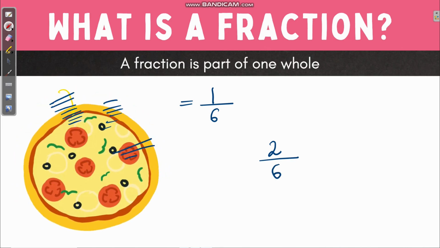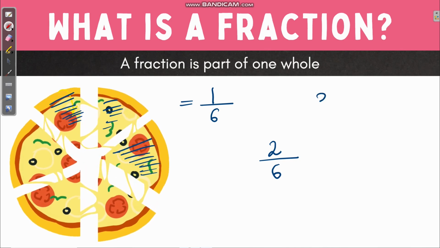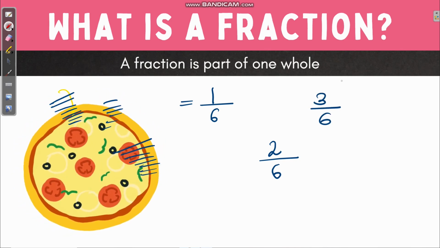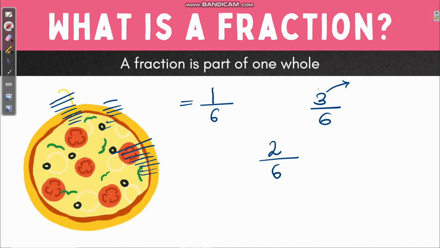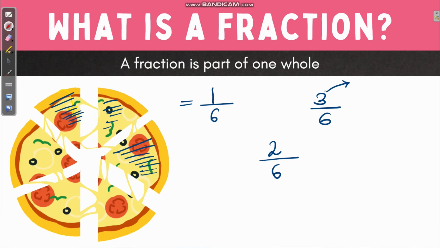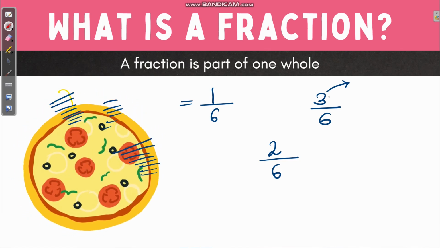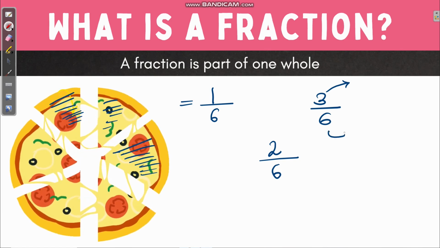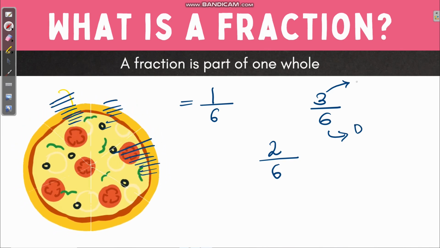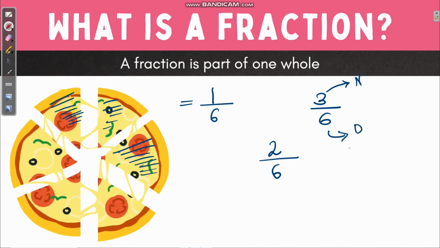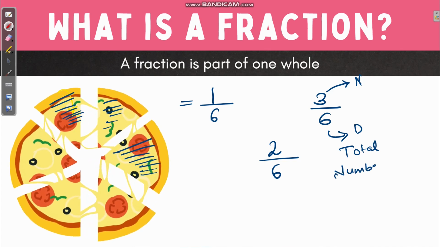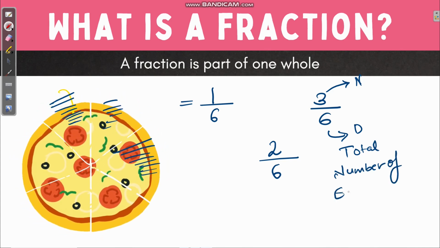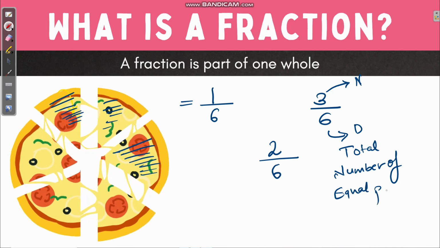If I eat 3, then that would be 3 by 6. So your numerator depicts the total number of parts you are eating, or you are shading, or you are selecting, okay? And the denominator, this is a denominator, this is a numerator. The denominator represents the total number of equal parts.